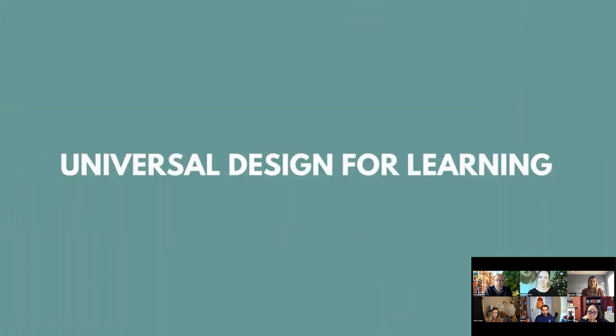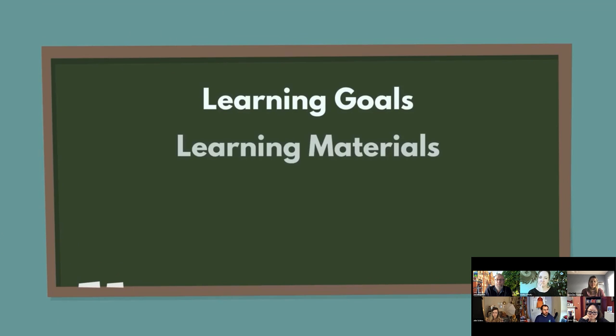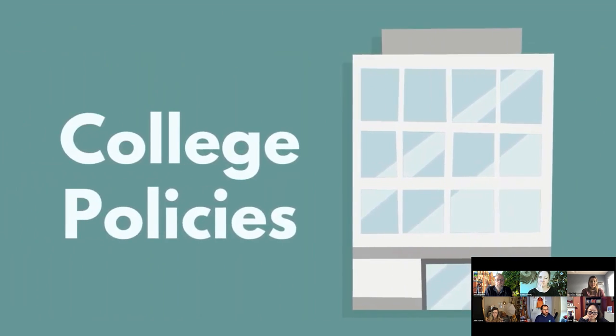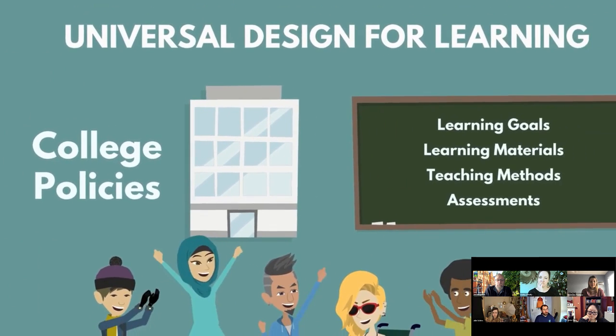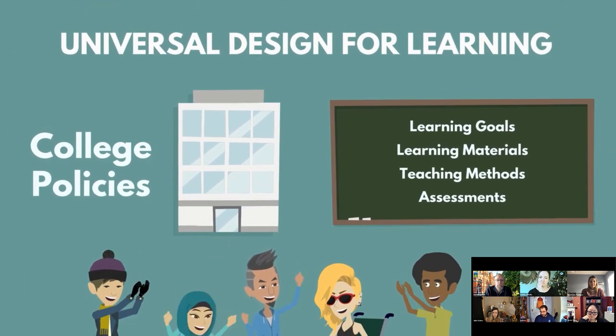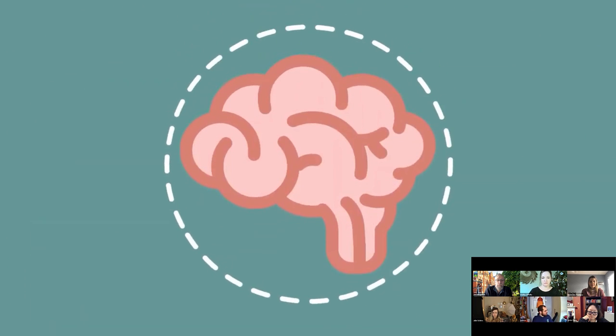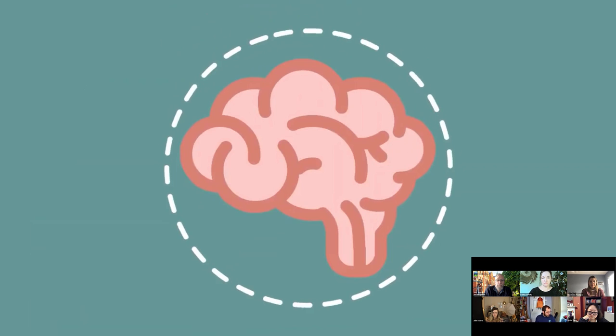Enter Universal Design for Learning, or UDL for short. UDL is an educational framework that guides the design of learning goals, materials, methods and assessments, as well as the policies surrounding these curricular elements, with the diversity of learners in mind. The framework was developed by US organisation CAST and is based on research in the field of neuroscience.